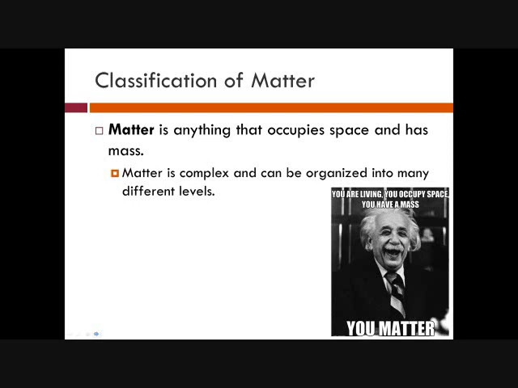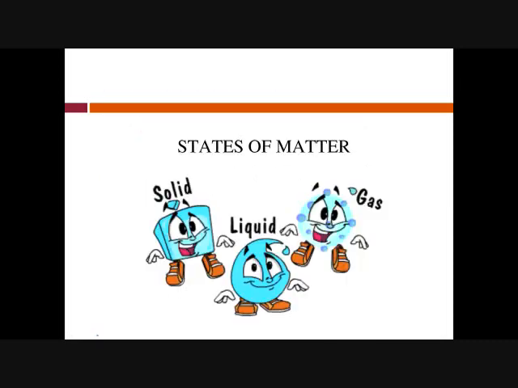Anything that occupies space and has a mass. Matter is complex. It can be organized in many different levels. You're living, you occupy space, you have a mass, you matter. So, our three states of matter that we can review for now are solid, liquid, and gas, right?